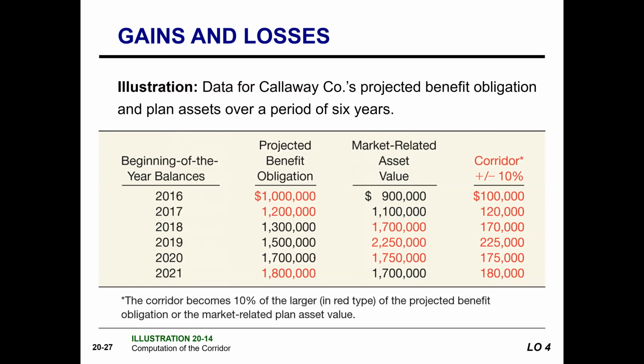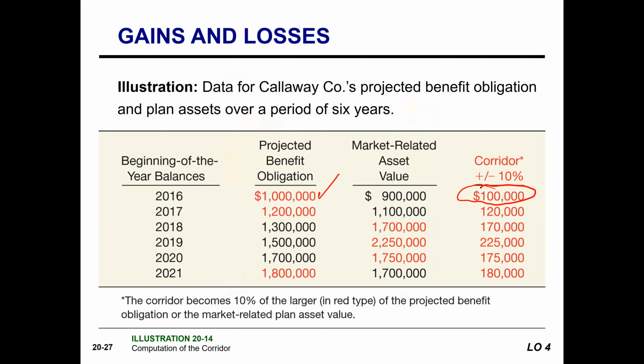So it's showing us an example of those calculations here. The next slide actually shows us the corridor. In 2016, the benefit obligation was $1 million. The market related asset value was 900,000. So we're going to use the larger of the two and multiply by 10%. So that's a $100,000 corridor either way, right? Whether it's more than 100,000 in gains or more than 100,000 in losses, we have to amortize it.